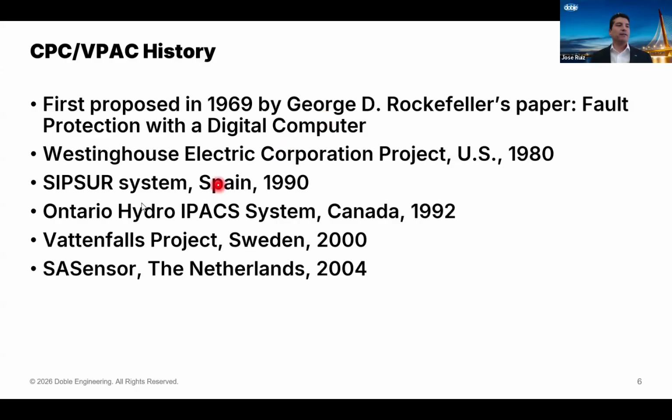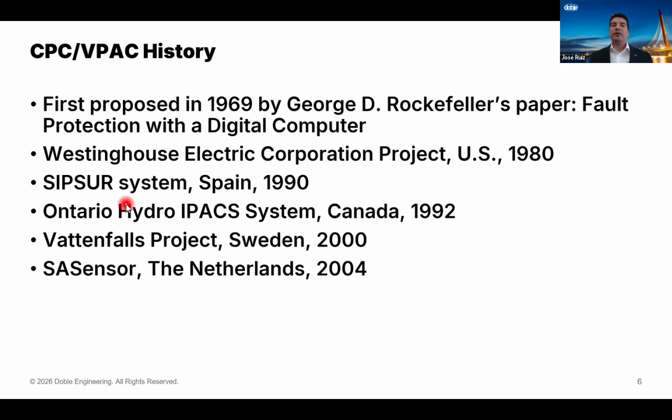Then the next project in our history is the SIPSOR system in Spain. This was developed by GE for the Northwest utility in Spain, and it's a single hardware package that consists of 2 incoming feeders at 66 kilovolts and 5 feeders at 15 kilovolts.